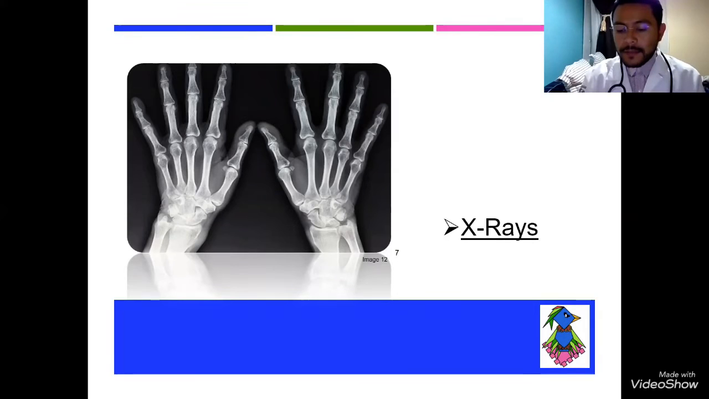If you have limited range of motion and degree of pain, your doctor may order X-rays to exclude other causes of your symptoms, such as arthritis, ligament injury, or a fracture.